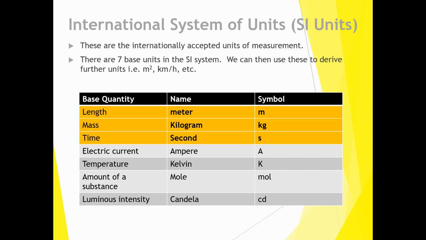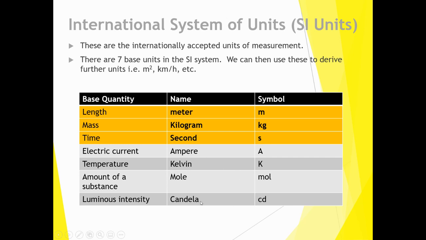So the base unit for length is a meter and the symbol is an m. The base unit for mass is a kilogram and it's kg. Notice this is kilogram, it is not gram. And time, the base unit is second, and that's normally abbreviated as an s.